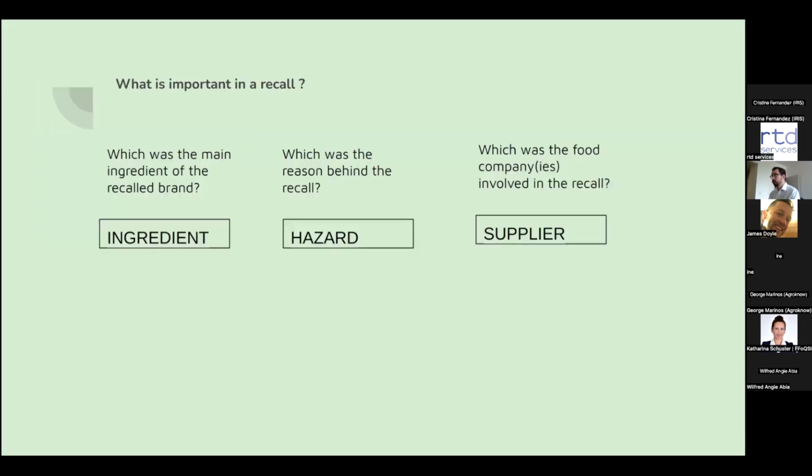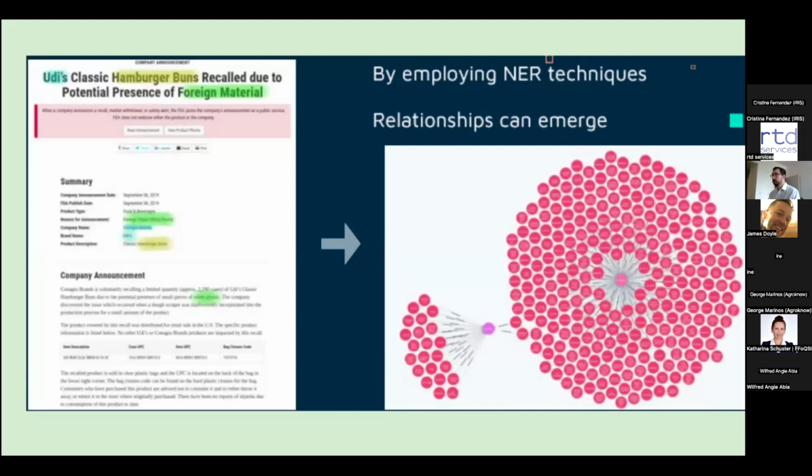Furthermore, we need to extract the supplier, which is the food company or companies involved in the recall. And we're trying here to employ specific named entity recognition techniques in order to identify the specific company or companies. And we have a specific Neo4j instance that I will be showing later, where we try to connect all those entities, which companies relate to which companies in the food incident announcement.